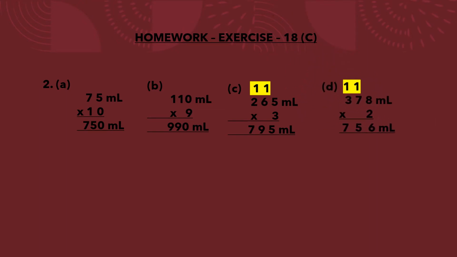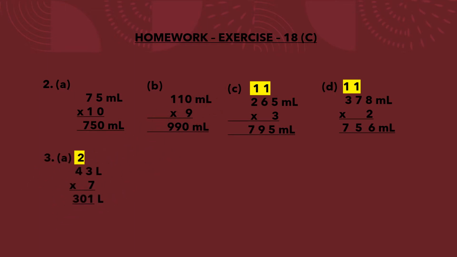Then D part, 378 milliliters multiplied by 2. Now 2 8s are 16. So 6 you will write in the answer part and 1 as carry. Then 2 sevens are 14 plus 1 carry 15. So write 5 in the answer part and 1 as carry. Then 2 threes are 6 and plus 1 carry is 7. So total answer is 756 milliliters.